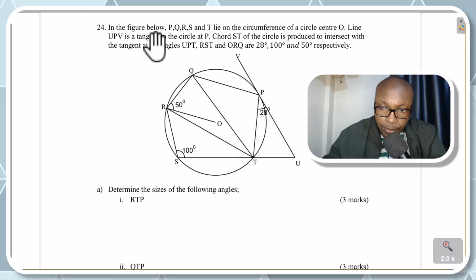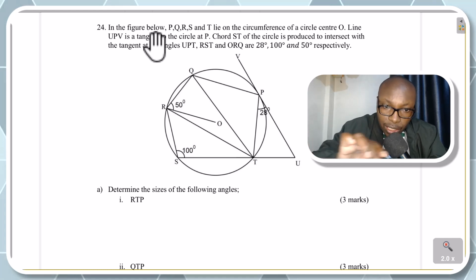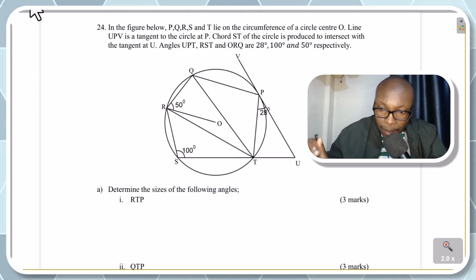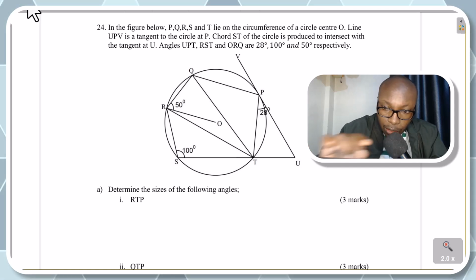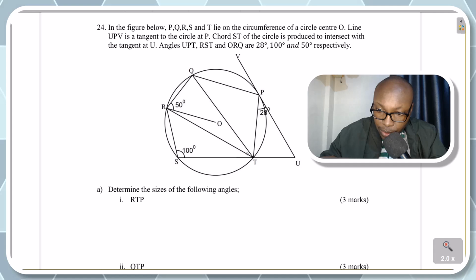So the diagram is there. You can see all the angles indicated. Now the first part of the question: determine the sizes of the following angles. The first one is RTP. So we identify that angle first. In the diagram, RTP is this angle. So that is the angle that we need to get.